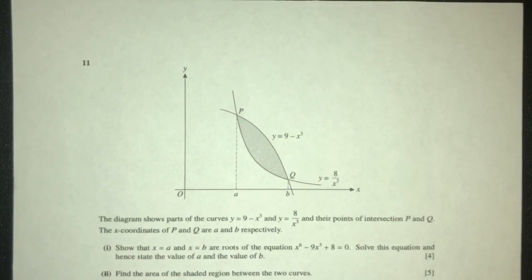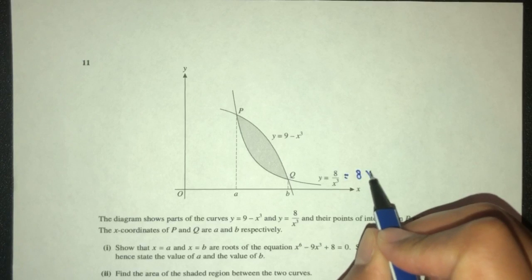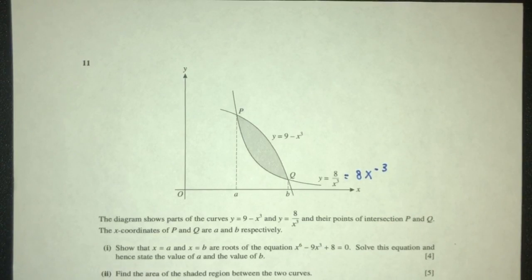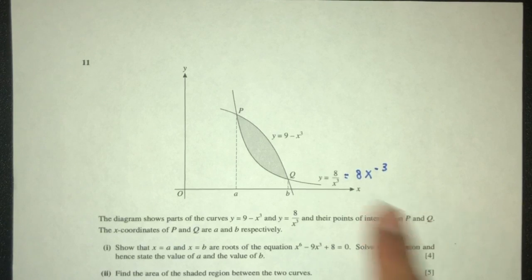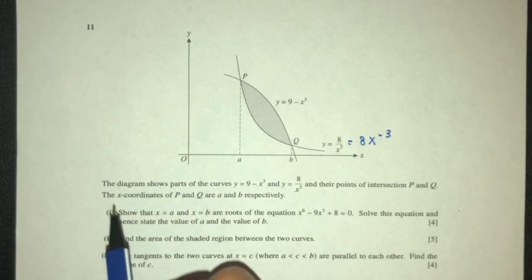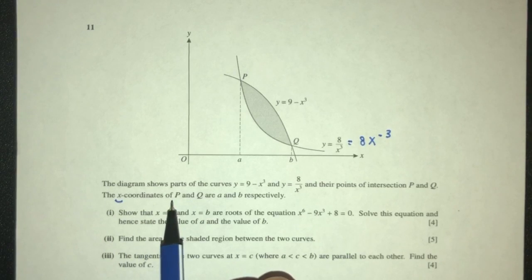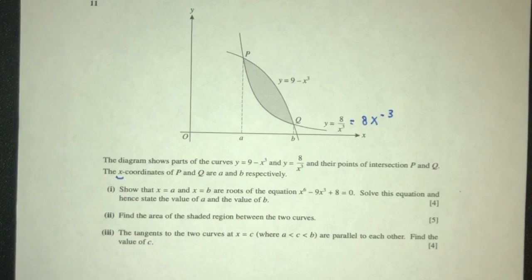Okay, so let's move on to the next question. The diagram shows parts of the curve y equal to 9 minus x cubed, and also the curve y equal to 8 over x cubed. Now we can rewrite this as 8x power minus 3, right? And then we have the points of intersection, which are P and Q, as you can see right here. Now the x coordinates of P and Q are a and b respectively. Now part 1, we have to show that x equal to a and x equal to b are roots of this equation, and then solve the equation, hence finding the values of a and b.